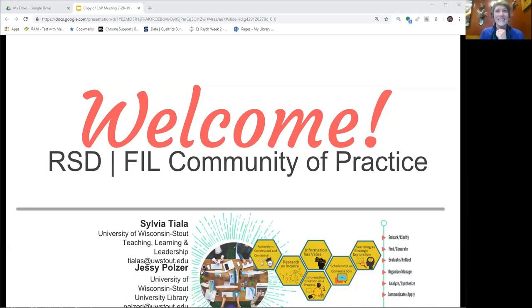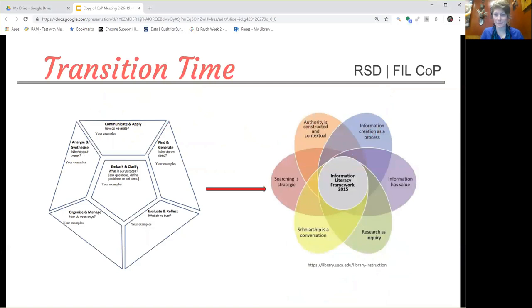How's that? So welcome everybody to our February 26th Community of Practice. And today we're going to talk a little bit about where we're at in terms of sharing between faculty and librarians. So we're going to start with a transition. We've been looking at the RSD framework, the pentagon that we're all familiar with on the left, that we've been noodling with and looking at our classes through that lens. And now we're going to start making a transition to the framework for information literacy.